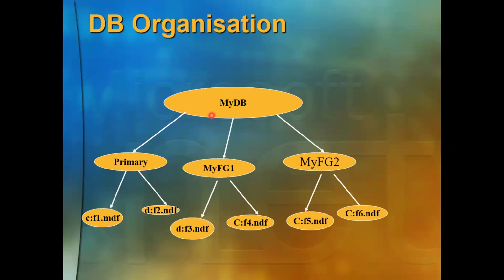A database initially has a logical container, which is called a file group. So you have three logical containers. If you see here: primary, my file group 1 or my fg1, my fg2. You can create many more. Anytime you create a database, it creates a logical container. It's like a folder, if you can say. There is a default container which gets created when you create any user database, and that is called the primary file group.